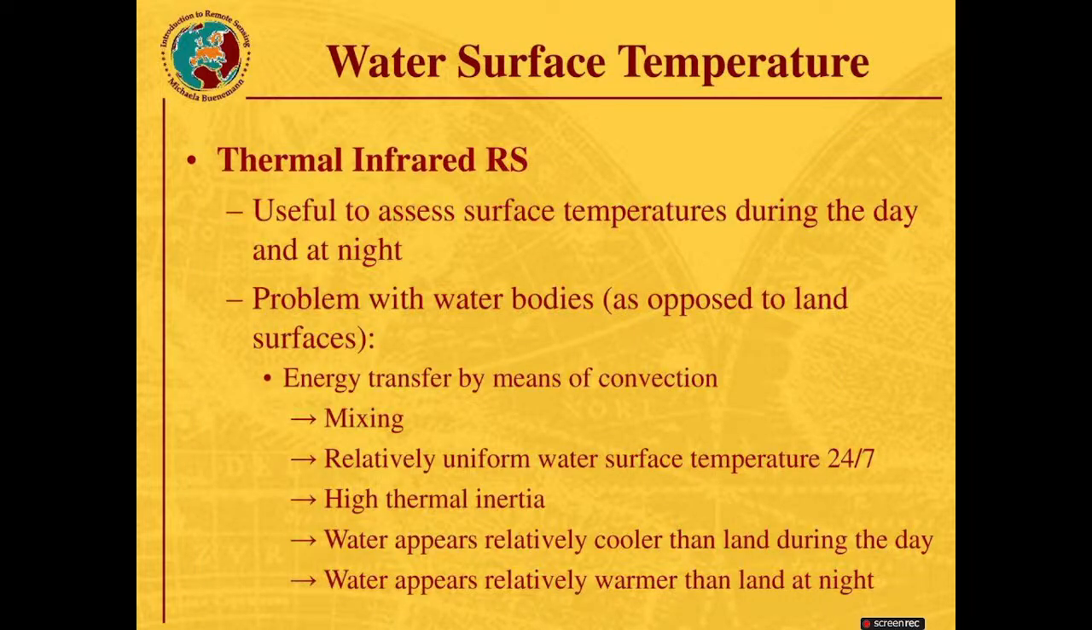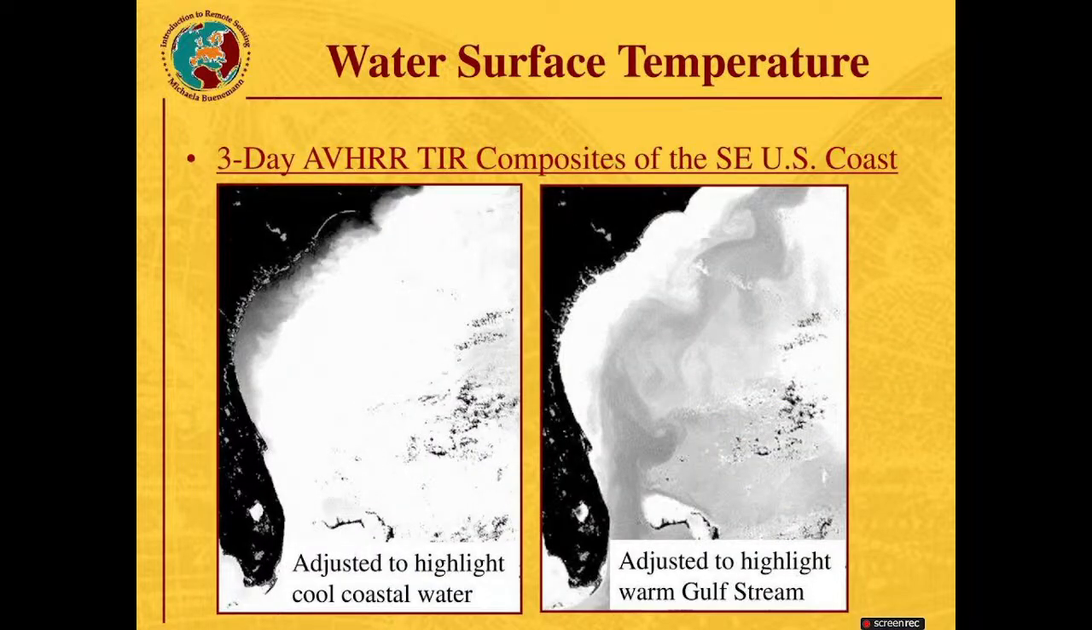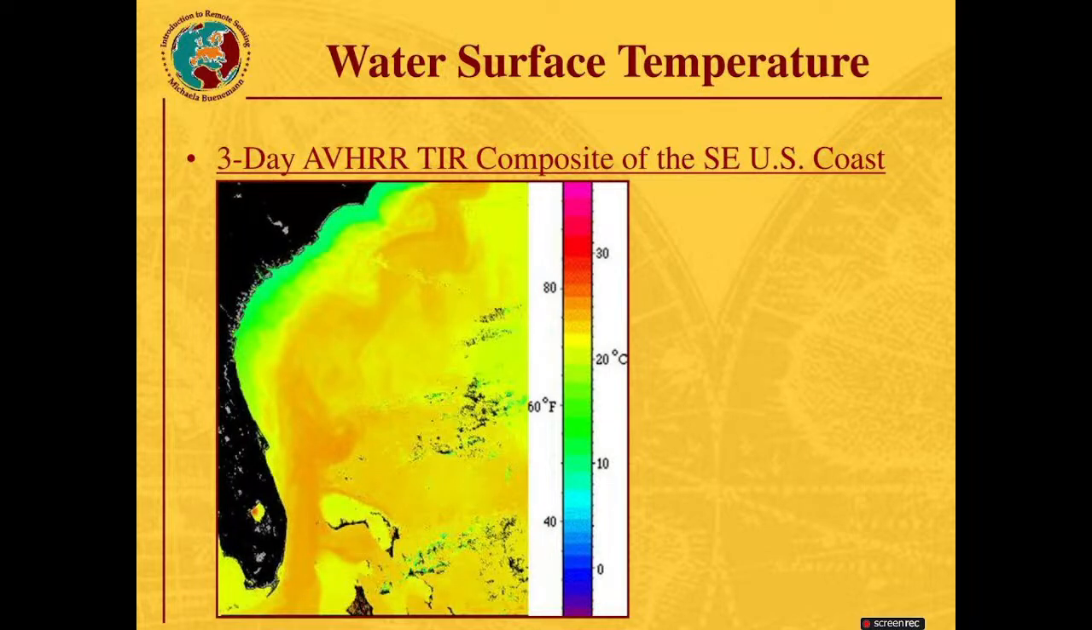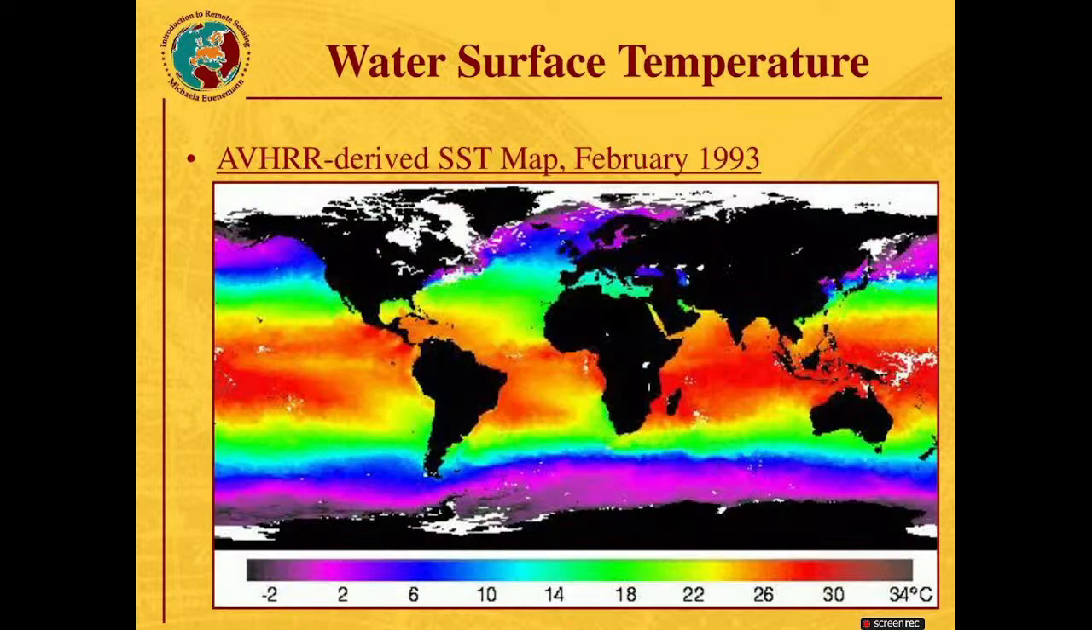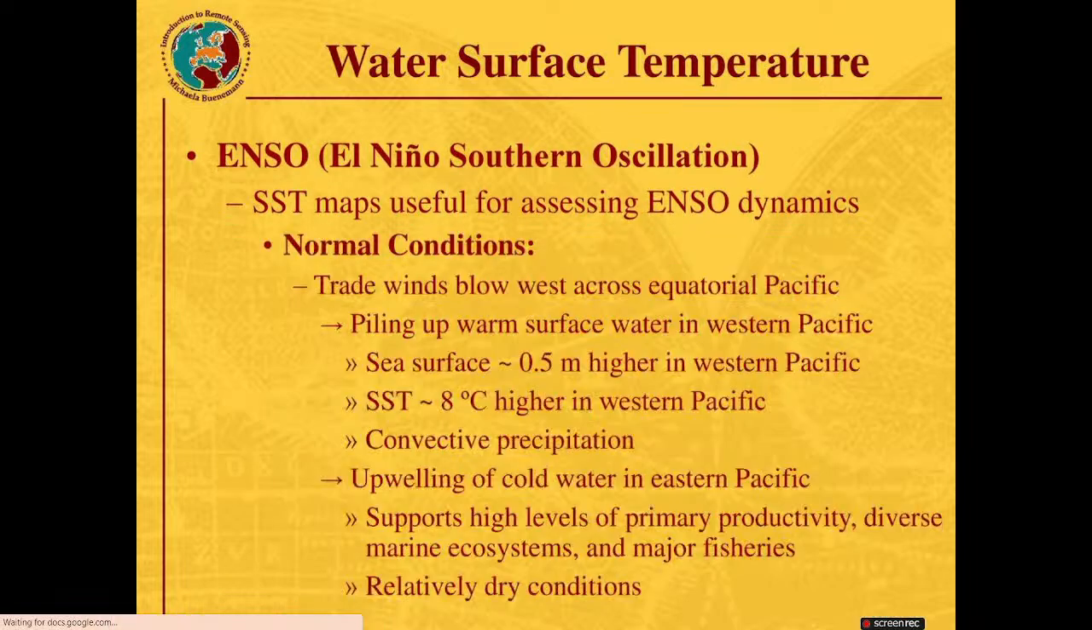Okay, so thermal infrared remote sensing during the day and at night, daytime versus nighttime TIRMS, also gets a defined time period for the water surface temperature. So in this case, water surface temperature is also possible. Daytime, this is the AVHRR TIR composite of the US coast, and this is another satellite image, the AVHRR-derived SST map. This time period is for the Gulf Stream, also the El Nino Southern Oscillation.